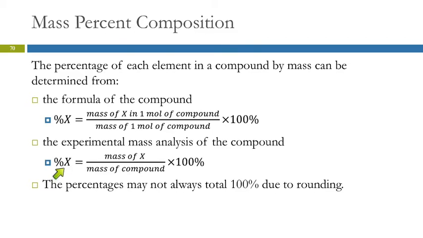Sometimes we do it by experimental mass analysis, where you take a compound, you're not sure what it is, you break it into its elements, you measure the masses of the elements, and then you calculate the percent composition that way. So there you identify the mass of the element that you're interested in, you divide it by the mass of the compound, you multiply by 100. So if you take the percent by mass of each element in a compound, they should add up to 100%. In practice, they'll get close, but due to errors in measurement or rounding, it might be a little bit off. You could end up with 99.9% or 100.5% or something, just from rounding.